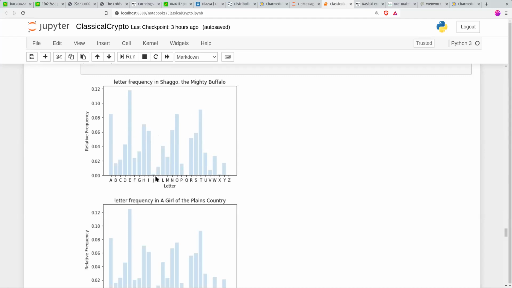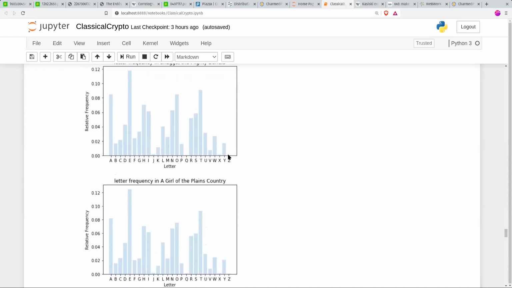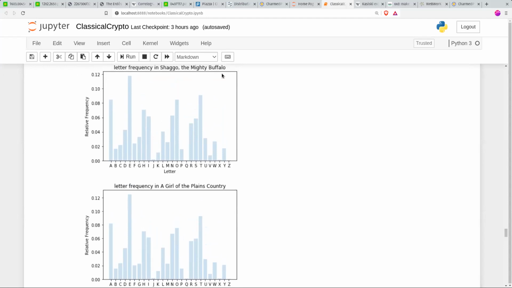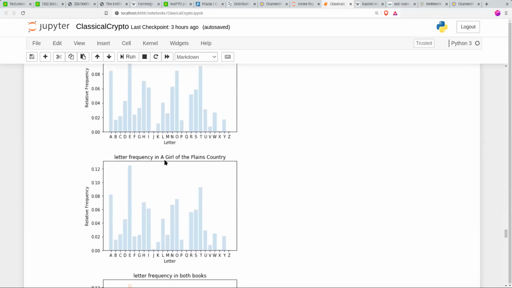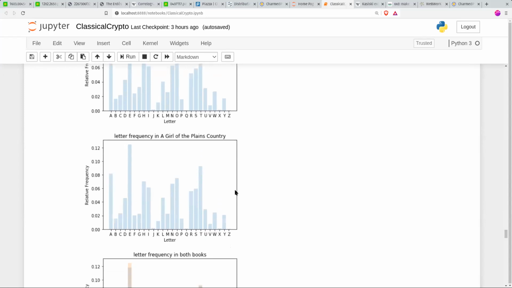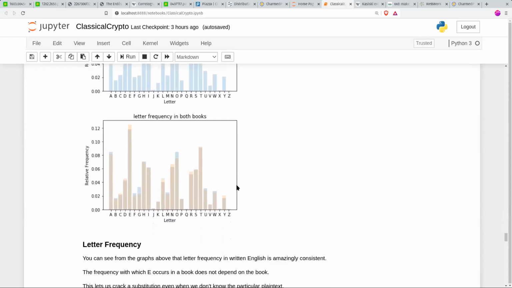Certain letters are very uncommon, like J and X and Z and Q. Those very rarely show up. So here's one book, Shago the Mighty Buffalo. Here's a completely different book written by a different author, probably in a different time period, in a different genre. But the distributions of the letters are almost exactly the same. If you look at them next to each other, you can see that there's very little difference.